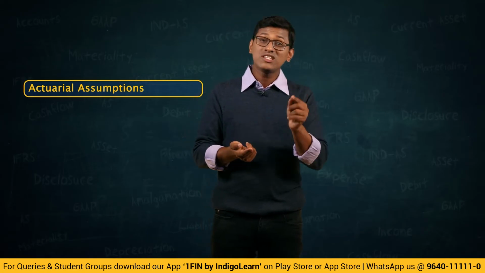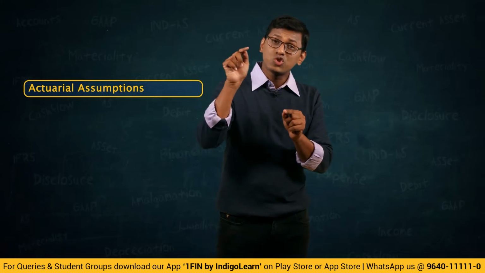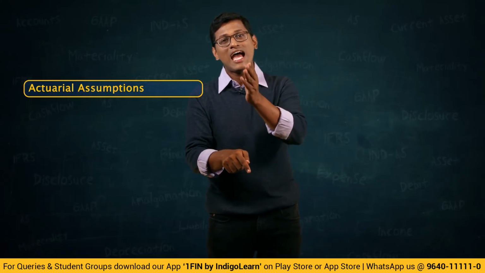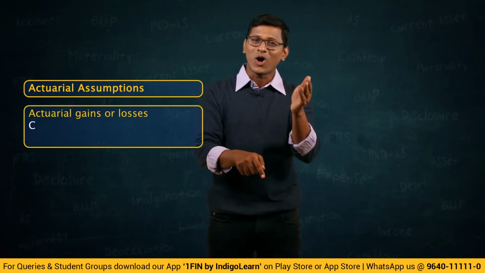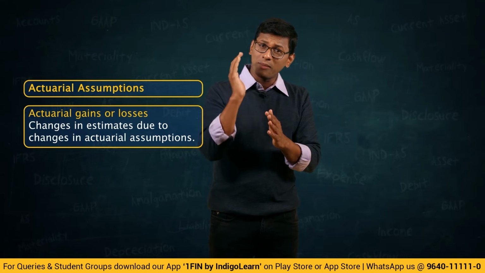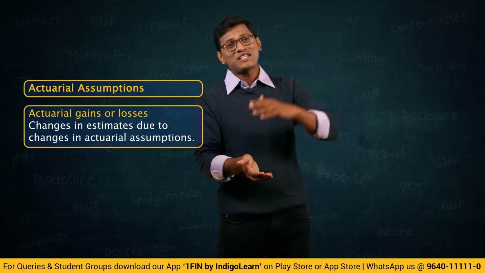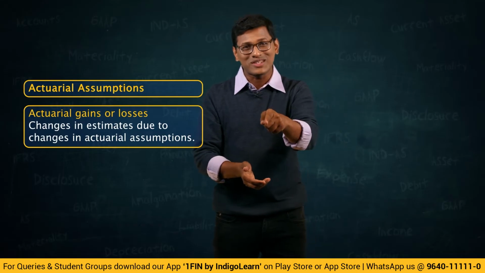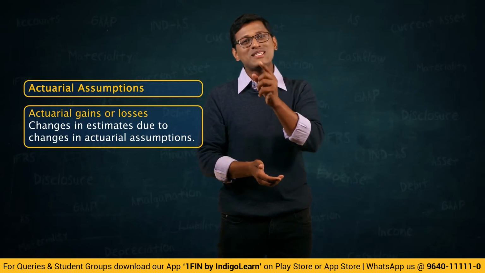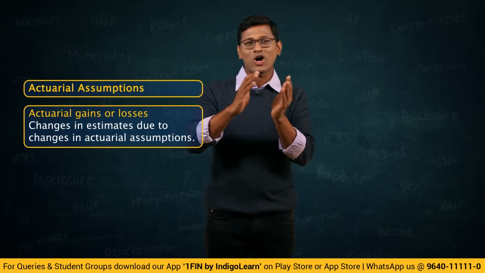The change in the estimation because of change in the actuarial assumption will give rise to something called actuarial gain or loss. I am repeating. You made an assumption. The assumption you made changed. Because the assumption changed, the estimate you made also will undergo a change. That change in the estimate because of change in the assumption is called actuarial gain or loss.